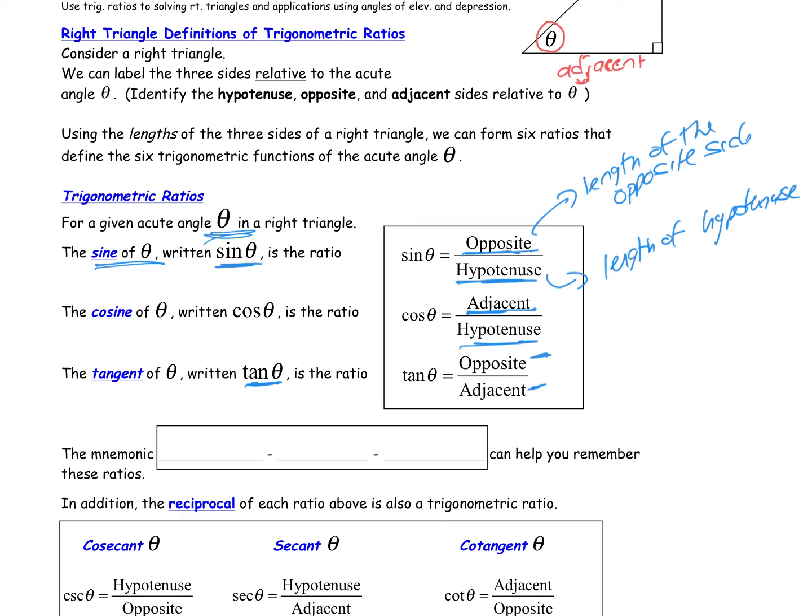Okay, the mnemonic that I think you probably learned before is SOHCAHTOA. Sometimes it's written like this, to help you remember. And what that means is sine is the ratio of the opposite side to the hypotenuse. Cosine is the ratio of the adjacent side length to the length of the hypotenuse. Tangent is the length of the opposite side divided by the length of the adjacent side. So that will help you remember which side length goes with which ratio.